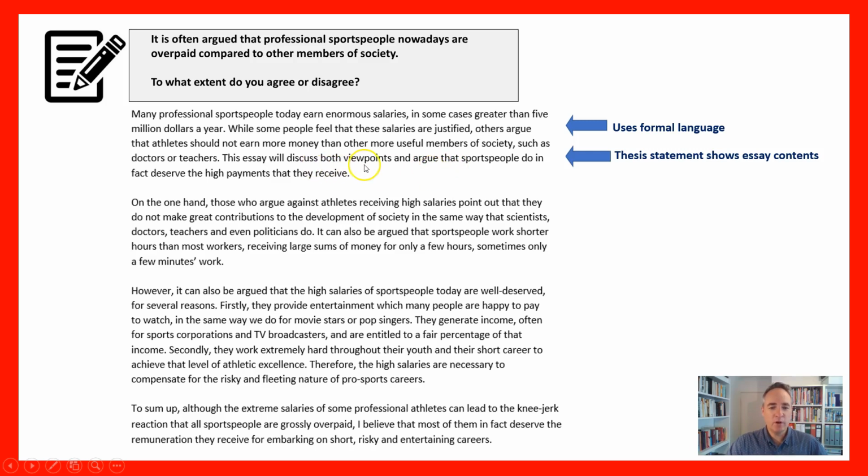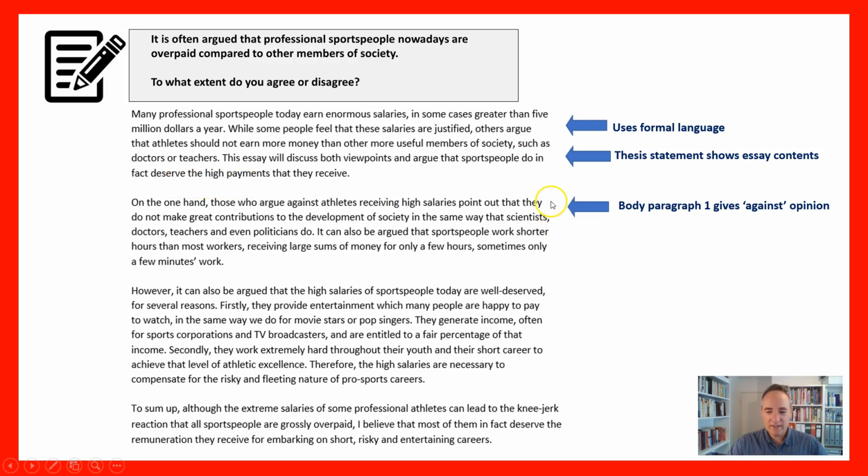This essay will discuss both viewpoints, so I know I'm going to get both viewpoints. I'll get one viewpoint here and one viewpoint here, and it will have a conclusion which will say what our overall opinion is, if we agree or disagree. Okay, so this one here, body paragraph 1, is giving the against opinion. So I'm going to give a little against opinion, and what did I say overall? I said I actually agree. They do in fact deserve high payments.